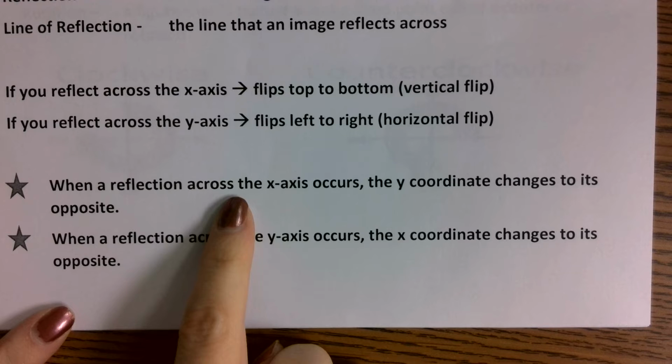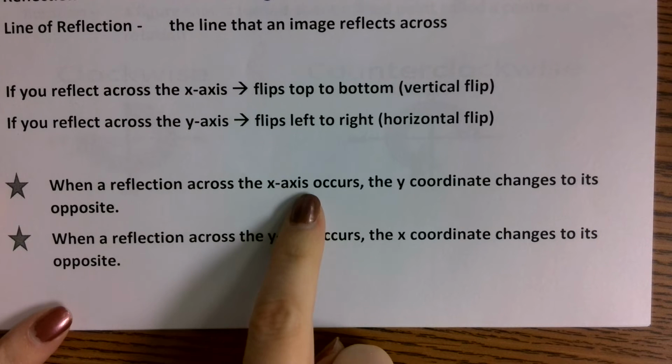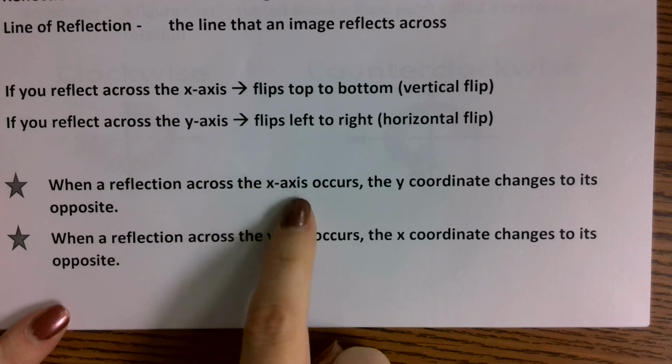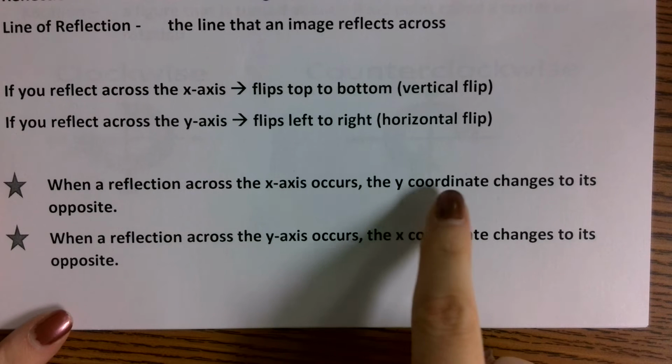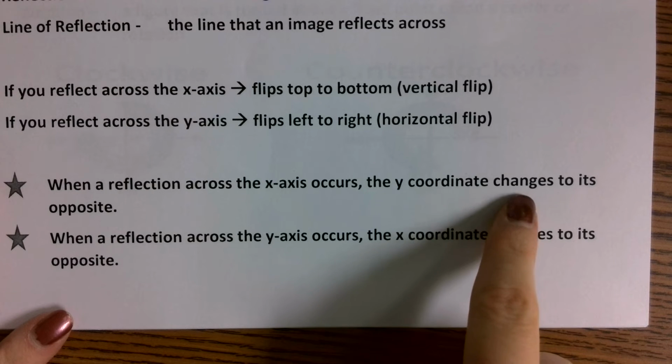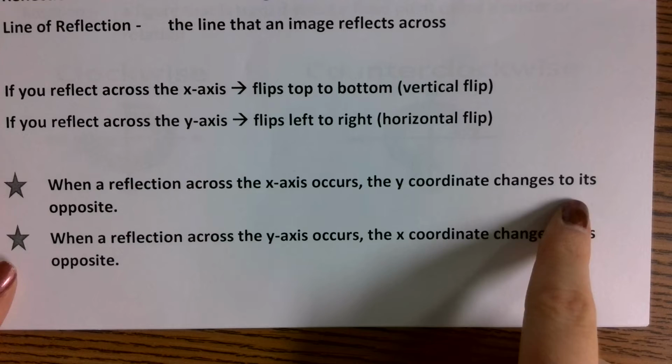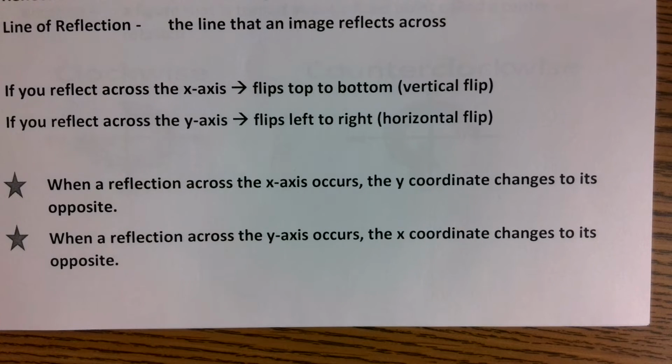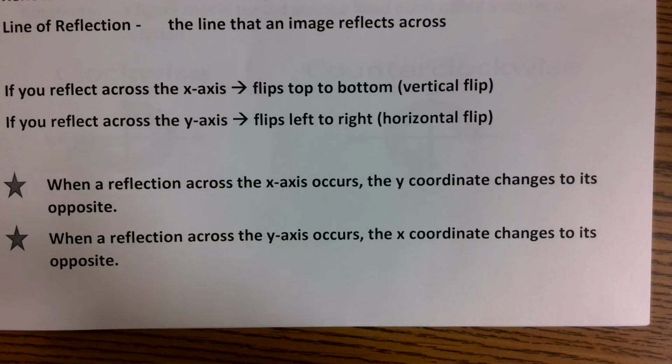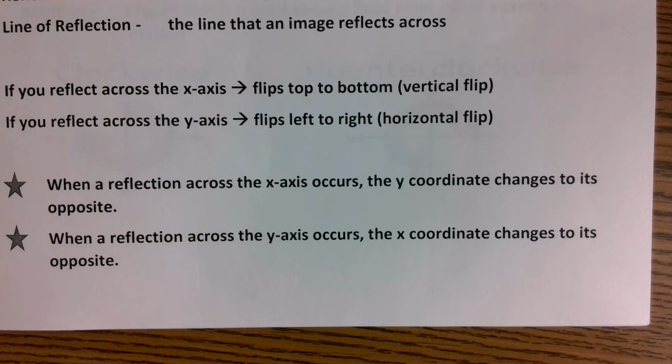When a reflection occurs across the x-axis, your y-coordinate is the only thing that changes. Your y-coordinate now becomes the opposite. So if it was originally a positive 3, it now becomes a negative 3. Your x remains unchanged. If it was originally a negative 7, it becomes a positive 7. It just changes to its direct opposite.